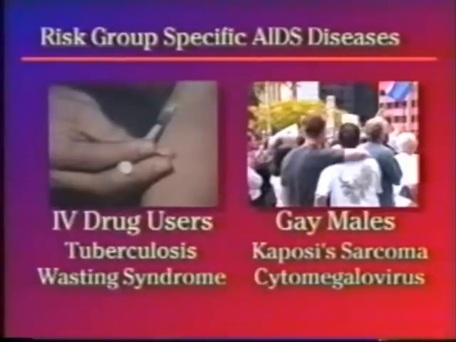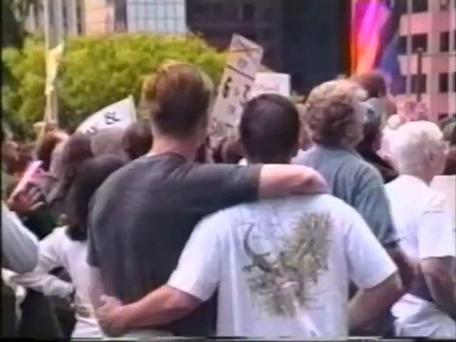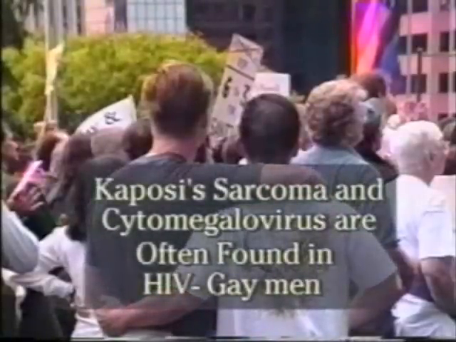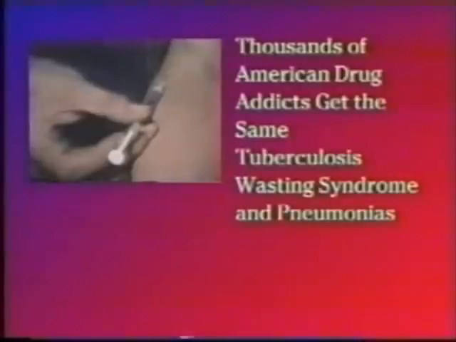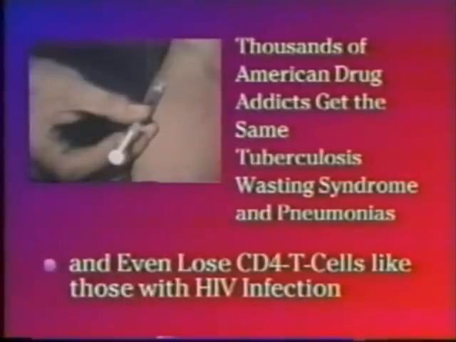Do we find these specific AIDS diseases in the risk groups among persons who do not have the virus? The answer is definitely yes. Diseases like Kaposi sarcoma and advanced cytomegalovirus, which strike primarily gay males, have been found in numerous homosexual men who do not have HIV. But these men have one common denominator: the use of nitrite inhalants as aphrodisiacs that are known to be immunosuppressive. Thousands of American drug addicts who are not infected with HIV get the same tuberculosis, wasting syndrome, and pneumonias, and even lose the same CD4 T cells as those who are HIV positive. The slow death that resembles AIDS in heroin addicts has been observed and documented in the medical literature since 1898.